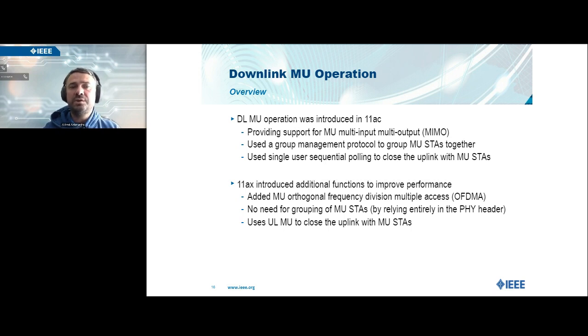One of them is the addition of orthogonal frequency division multiple access. Another is the elimination of the need for grouping of multi-user stations, relying instead on the information that is contained in the PHY header itself to determine which are the intended recipients of this PPDU. And it uses uplink multi-user to close the uplink with multi-user stations so that it avoids having the single user sequential polling.